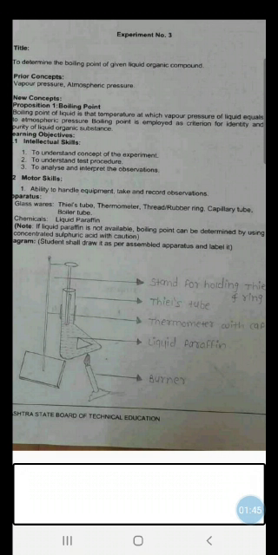Now with regard to chemicals, you will be requiring only liquid paraffin, and you all know that if liquid paraffin is not available in your laboratory, then we can use concentrated sulfuric acid, but utmost care is to be taken, or it has to be handled with caution.